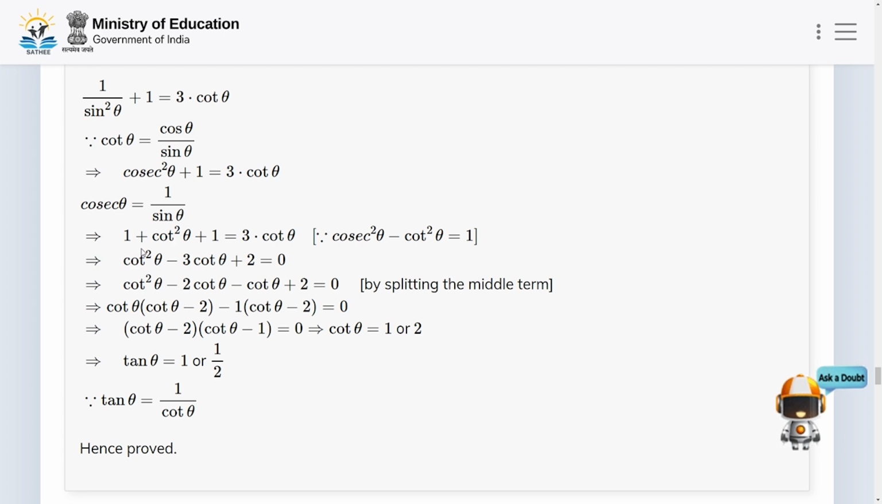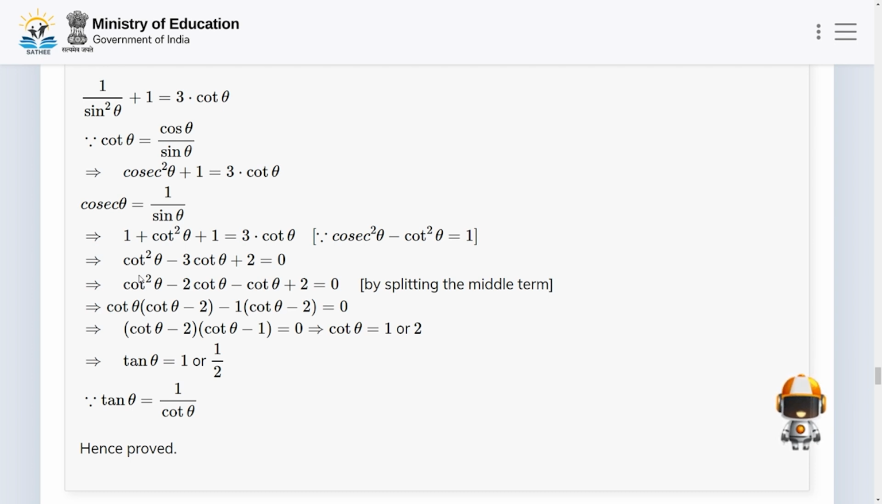And by splitting the middle term, here it implies cot square theta minus 2 cot theta minus cot theta plus 2 is equal to 0. Okay. And it implies cot theta times cot theta minus 2 minus 1 times cot theta minus 2 is equal to 0. Okay. And it implies cot theta minus 2 times cot theta minus 1 is equal to 0.